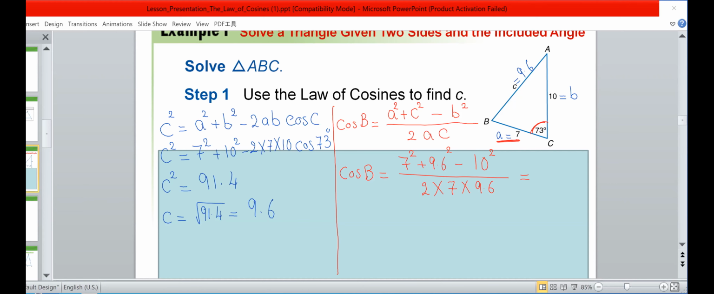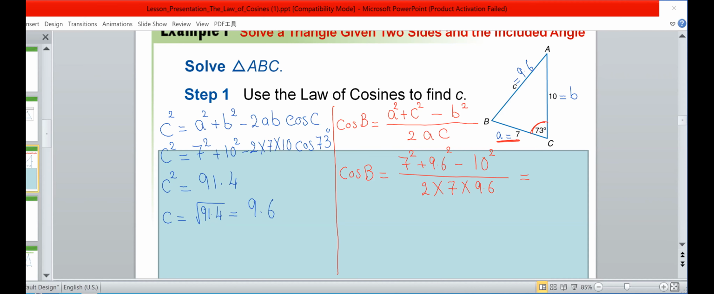It's a big difference if you have all with power 2, or you have A power 2 plus C power 2. If it's times or divide, there is no problem. But if plus or minus, it's a big difference between them. By using our calculator, I can get the result.